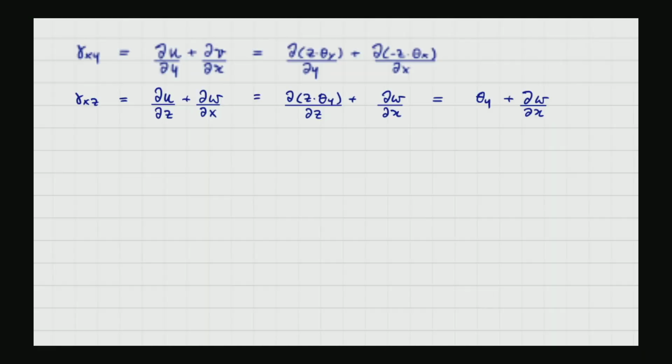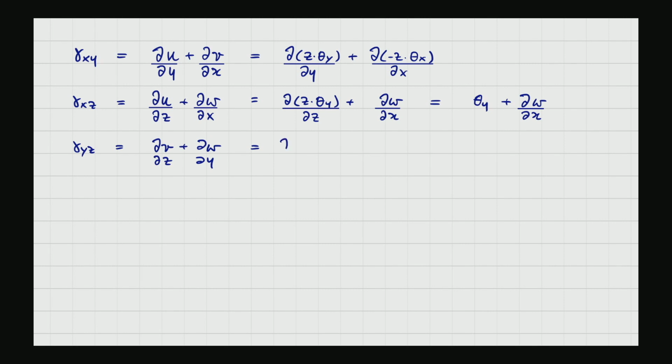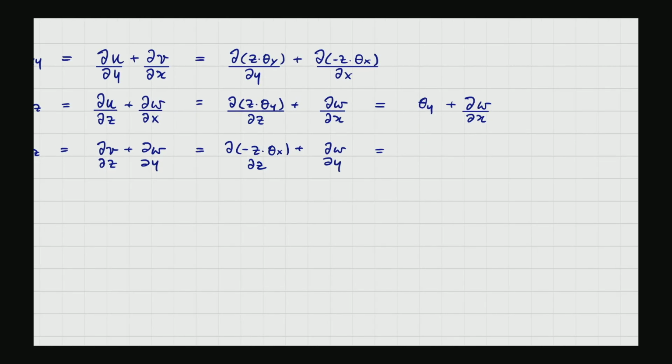And move on to the partial YZ. It's going to be partial of V with Z plus partial W with Y. And V is minus Z theta X, so partial with Z, plus W with Y. You end up with minus theta X plus the partial derivative of W with respect to Y.